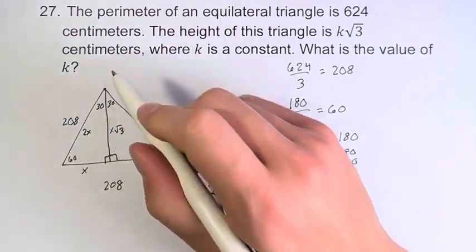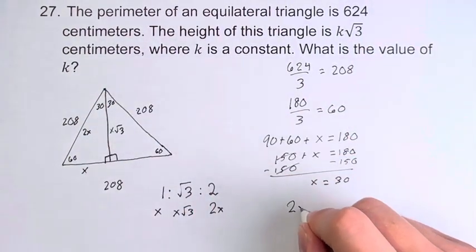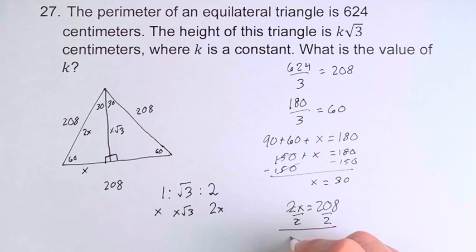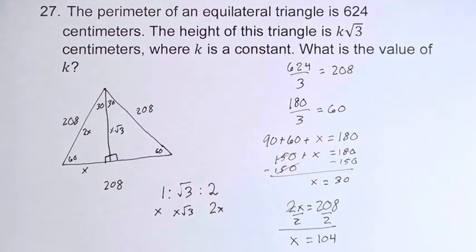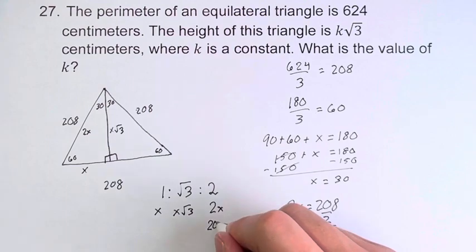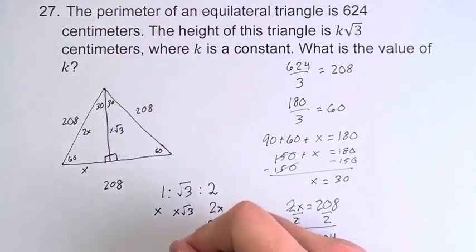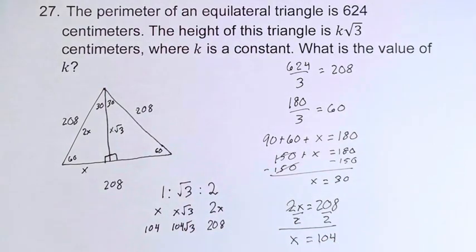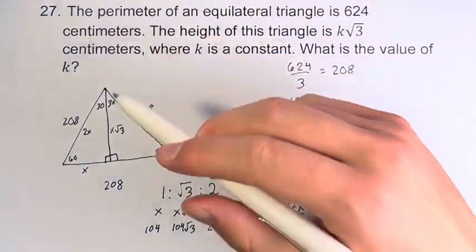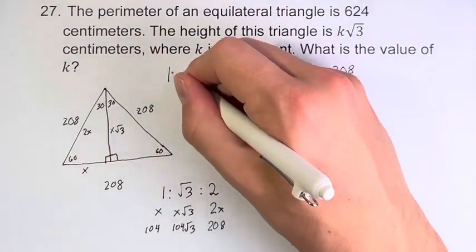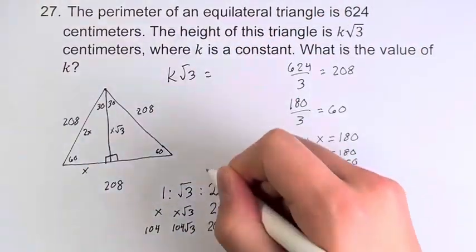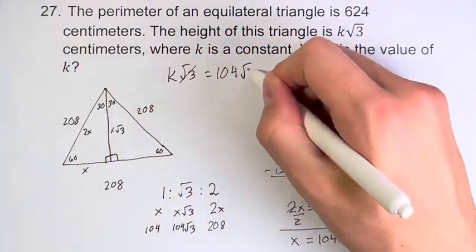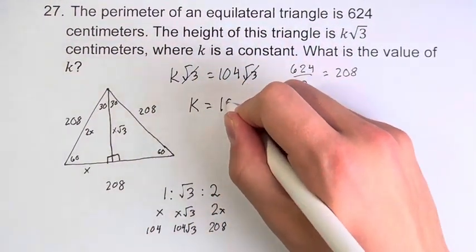Now, since we know the value of the hypotenuse, we can find the value of x for this particular triangle. 2x is equal to 208, dividing by 2, x is equal to 104. So therefore, if we have 208 here, we have 104 and 104 root 3. Remember, x root 3 is the height of this triangle, and it's what we're looking for. Therefore, k root 3 equals 104 root 3. We're looking for the value of k, which we can see here by canceling these out. k equals 104.